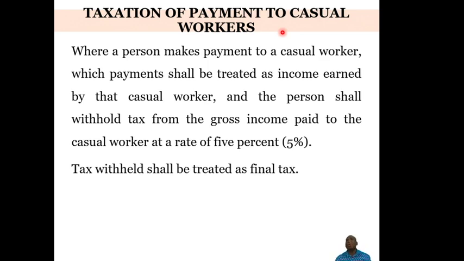Where a person makes payment to a casual worker, which payment shall be treated as income earned by the casual worker, the person shall withhold tax from the gross income paid to the casual worker at a rate of 5%. And the tax withheld shall be treated as a final tax. So for casual workers, whatever gross amount was paid to them, you take 5% as a withholding tax and account for such an amount to the Commissioner General and give the 95% to the casual worker. That's how we tax casual workers.